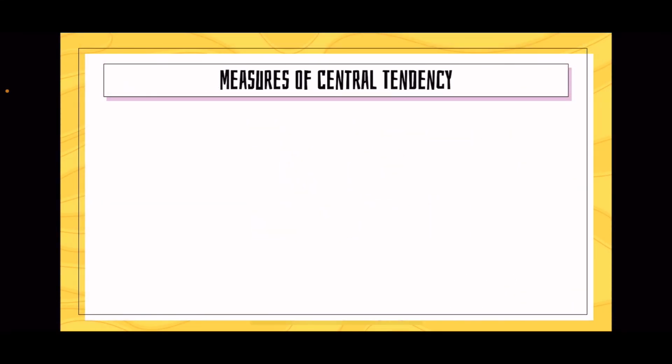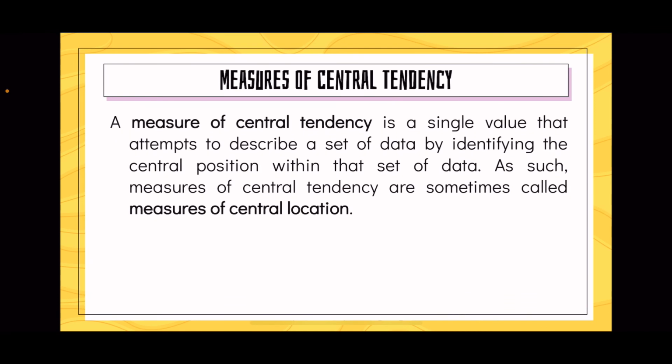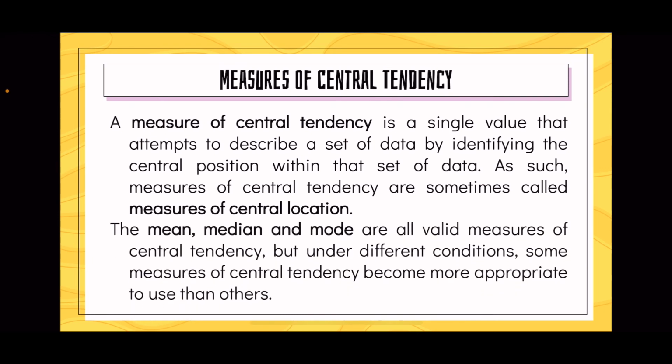Good job! Since you already know how to rank data from lowest to highest, I guess you are now ready for our next lesson. Our next lesson will be measures of central tendency of ungrouped data. But what do we mean by measures of central tendency? A measure of central tendency is a single value that attempts to describe a set of data by identifying the central position within that set of data. As such, measures of central tendency are sometimes called measures of central location. The mean, median, and mode are all valid measures of central tendency, but under different conditions, some measures of central tendency become more appropriate to use than others.